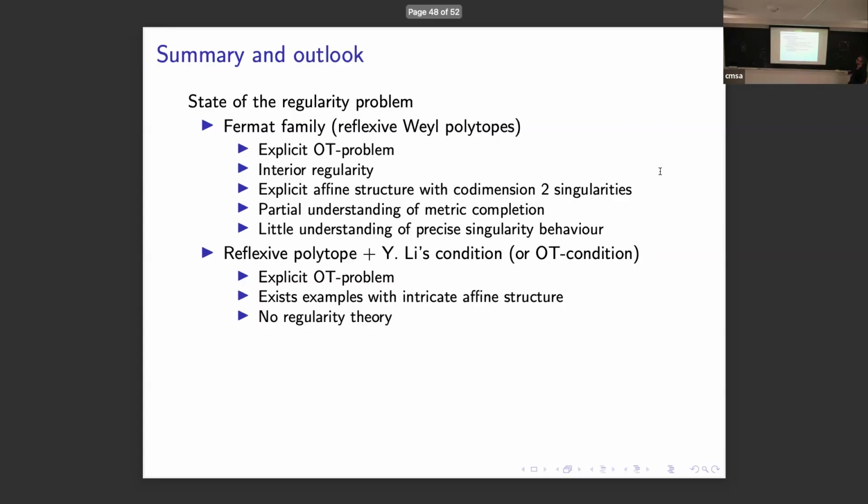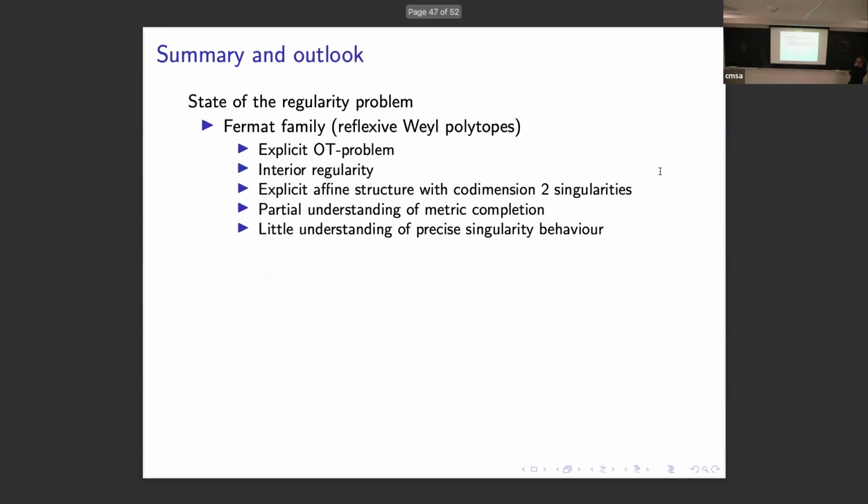So lastly, I would just like to give some kind of summary. So there is a lot of potential for further progress. So we sort of know a lot for this Fermat family, and the same sort of things work for its reflexive polytopes. So there, the optimal transport problem is very explicit.